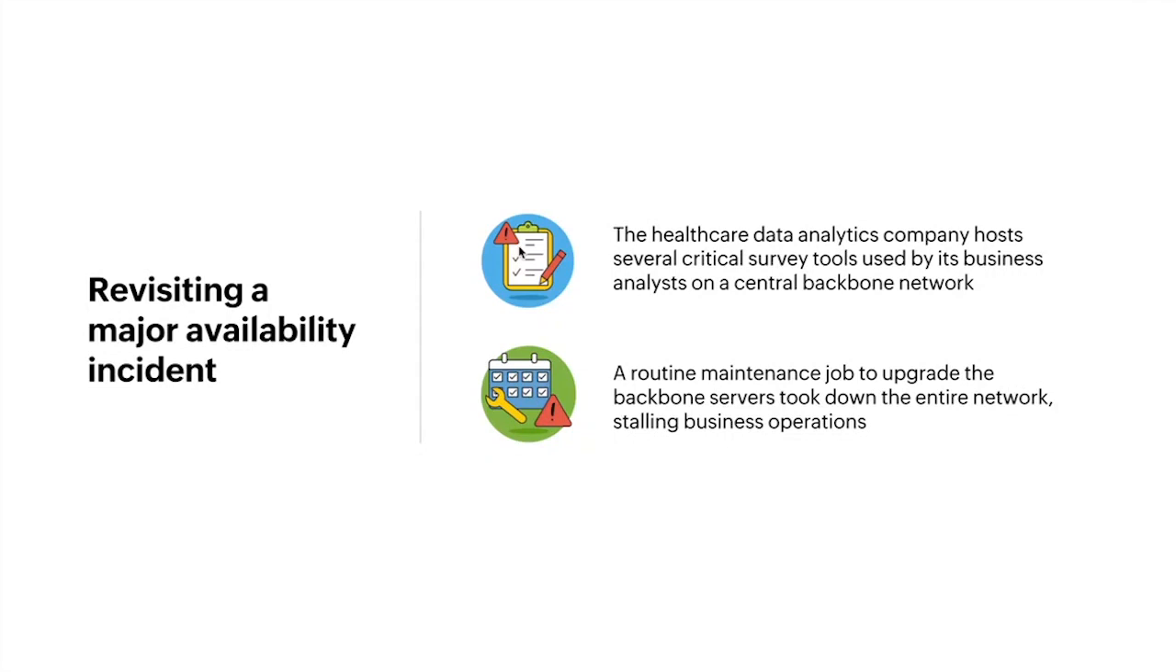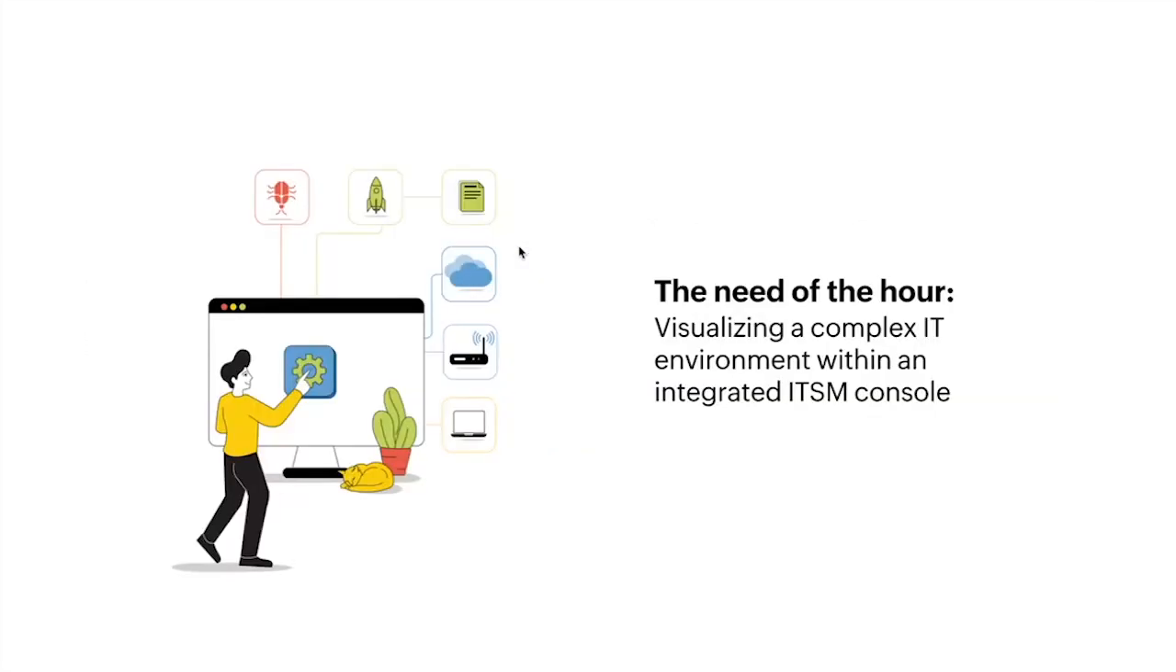So how do they ensure they can quickly see which segment of their infrastructure they need to isolate, which part needs quick resolution? The need of the hour was to visualize the complex IT environment they had, so that they could quickly deploy the necessary resources and get into the incident resolution phase, right? So how did they bring this about?